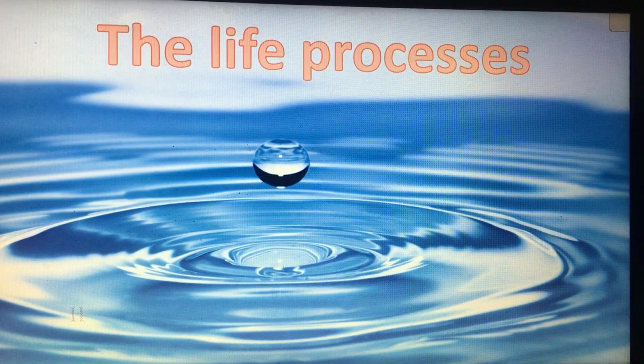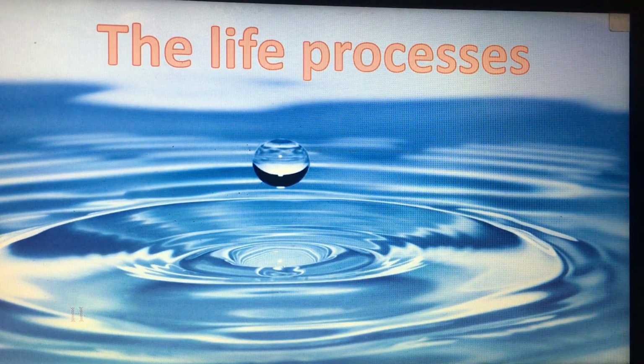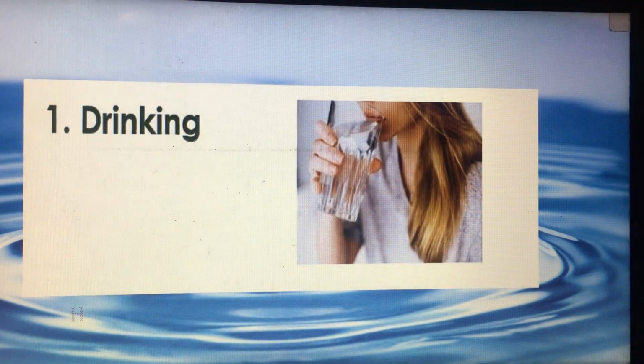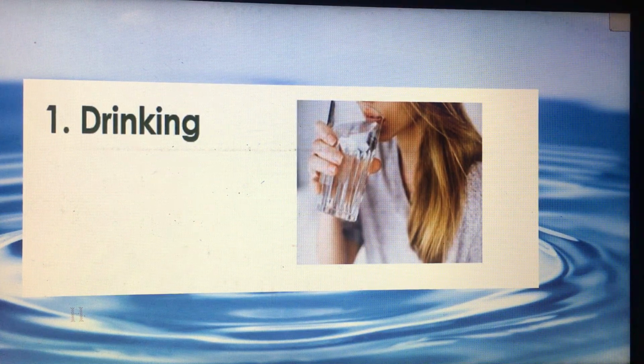This is Miss Razan. Today, we are going to revise the main 5 life processes. As we said before, the life processes are the processes that tell us if the thing is living or non-living. So, the main life processes are, the first one, drinking. Drinking is very important for living things. If the thing is non-living, it doesn't need drinking anything.